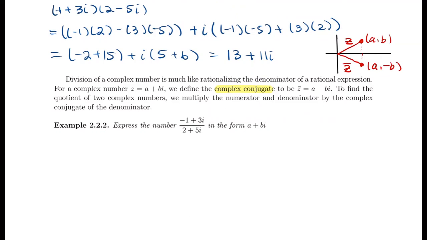So to find the quotient of two complex numbers, we multiply the numerator and the denominator by the conjugate of the denominator.